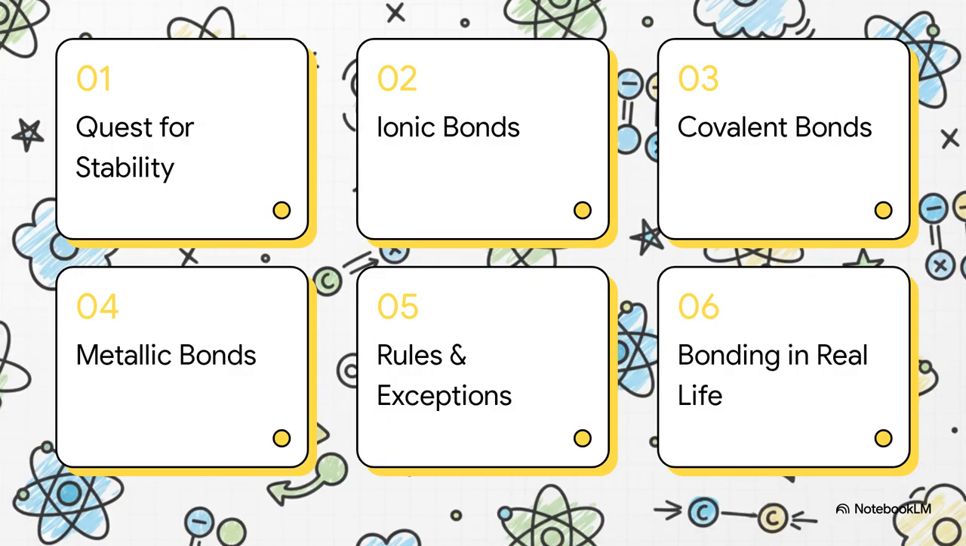First, the quest for stability. Then, ionic bonds, our givers. Next up, covalent bonds, the sharers. Fourth, metallic bonds, the free movers. Then we'll look at rules, shapes, and exceptions before wrapping up with bonding in real life.